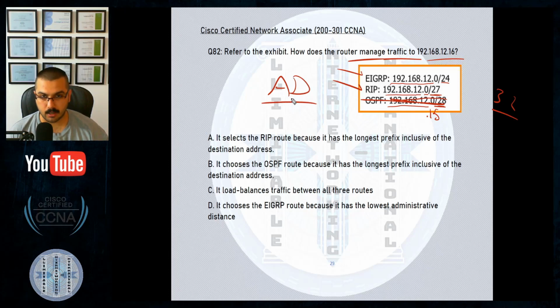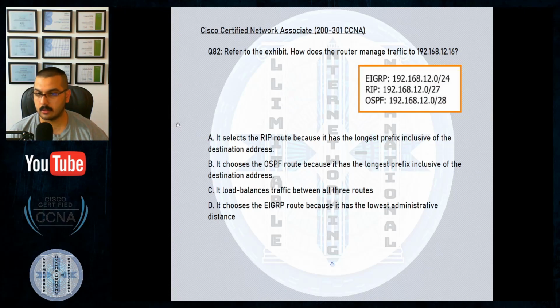Okay, and if you did that, then you did not pay any attention to me, neither in this series nor in the original course. Those are different in subnet masks. So the longest match wins here, which is unfortunately RIP. It selects RIP because it has the longest prefix inclusive to the destination. Unfortunately, RIP wins. Okay, this is nonsense. Never choose load balance between different protocols. Yeah, so that will be A.